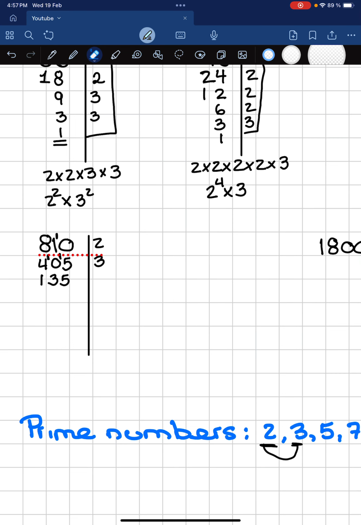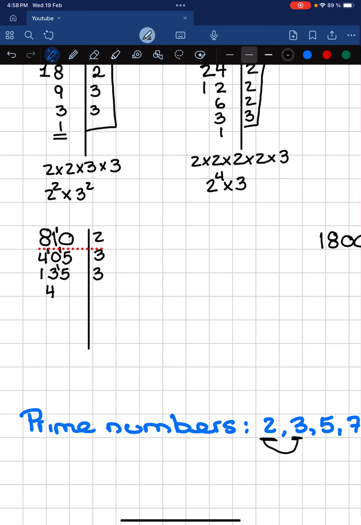Good. Let's continue. 135. Can we still divide by 3? I don't know. Let's do the addition to see if we can. 5 plus 3 is 8, plus 1 is 9. That means that we can divide by 3 because 9 is a multiple of 3. I put the 3 here, and let's start the division. 3 in 1 doesn't fit, so we see how many times 3 fits in 13. 3 in 13 fits 4 times, that is 12. That means we have a remainder of 1, which we put here. And 3 in 15 fits 5 times. Good. Easy peasy lemon squeezy, right?